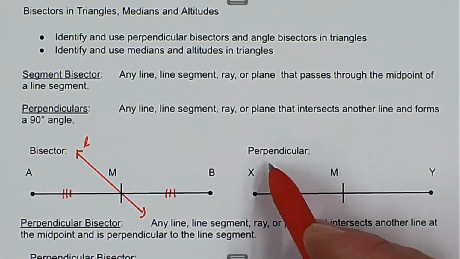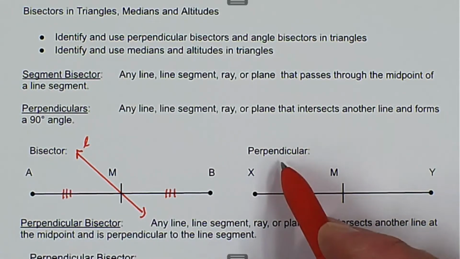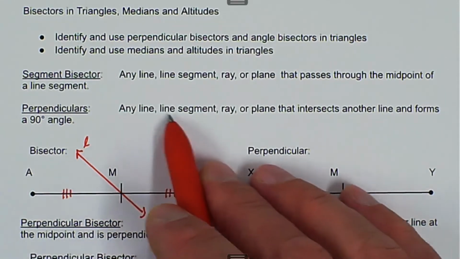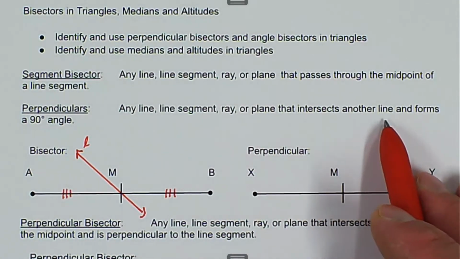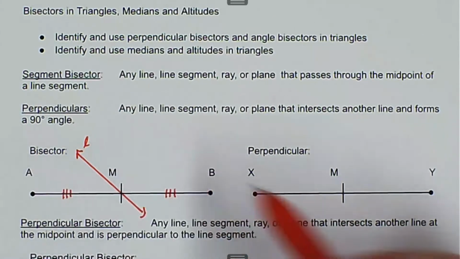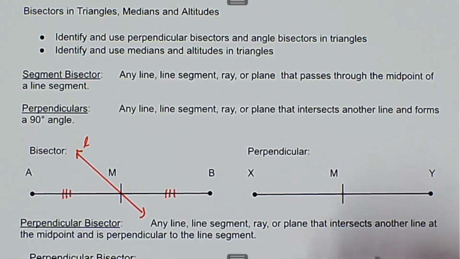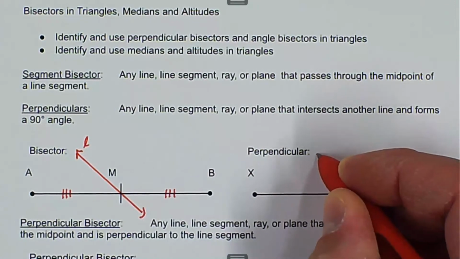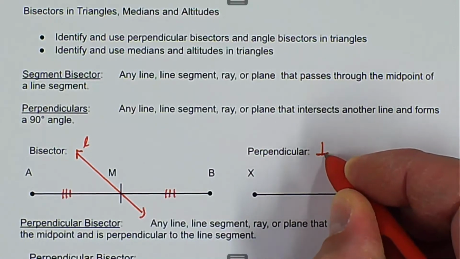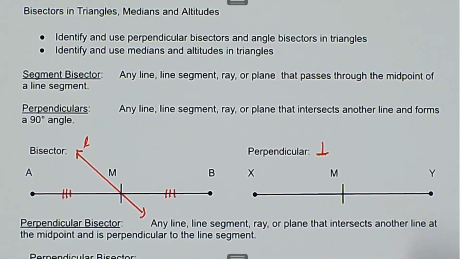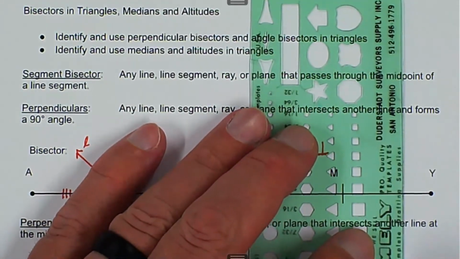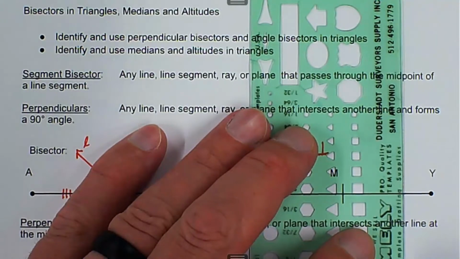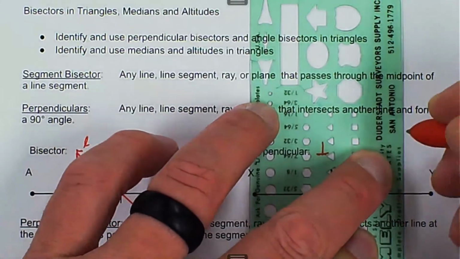Perpendicular means that it is any line, segment, ray, or plane that intersects another line and forms a 90-degree angle. So this is something that we're familiar with. And we know that perpendicular has a symbol that looks like an upside down T. And perpendicular just means that it intersects this line at a 90-degree angle.